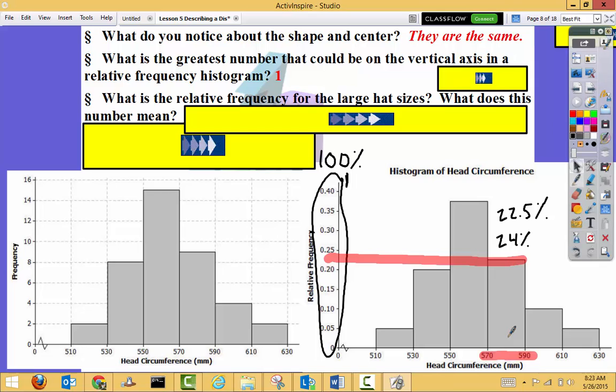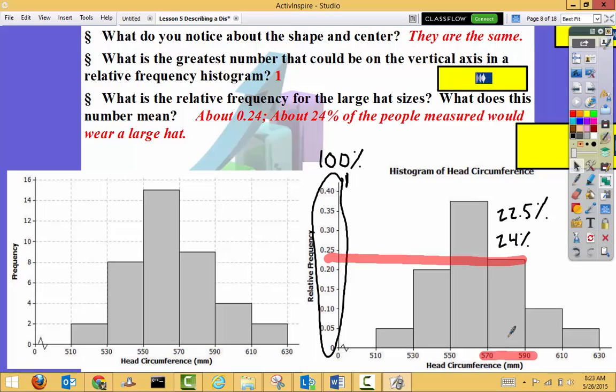But now it's asking me, what does that mean? Well, it means that about 24% of the people measured would wear a large hat. So about 25%, or this 24, would be ordering that large hat. The actual number, though, is this 22.5%.